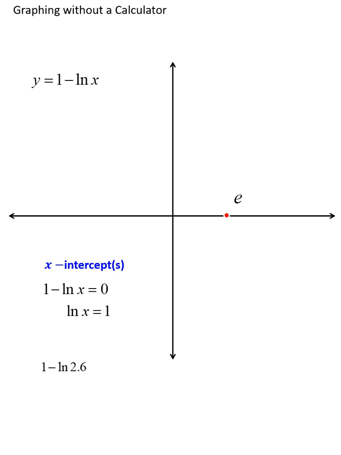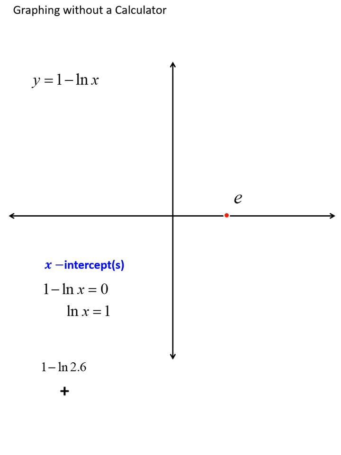Now, it may seem strange to do this without a calculator, but it's doable, at least in terms of determining whether this is positive or negative. You see, the natural log of e is 1. Therefore, the natural log of 2.6, which is less than e, has to be less than 1. So what do we have here? We have 1 minus a number less than 1. 1 minus a number less than 1 has to be positive.